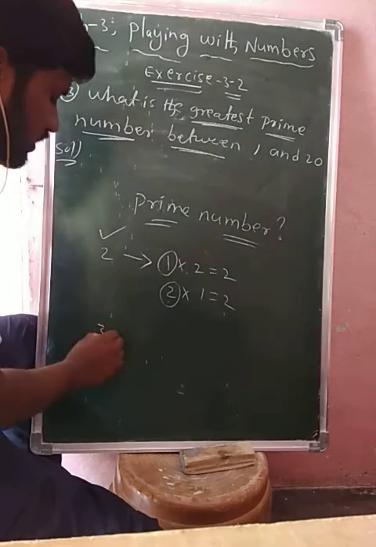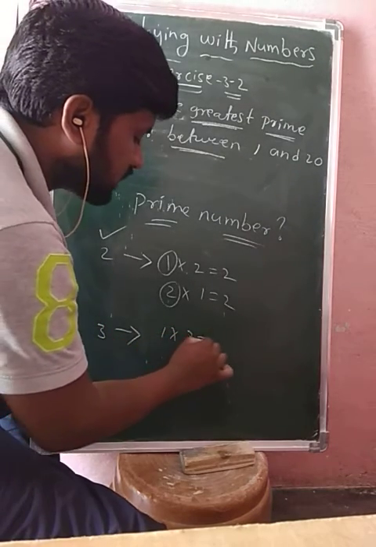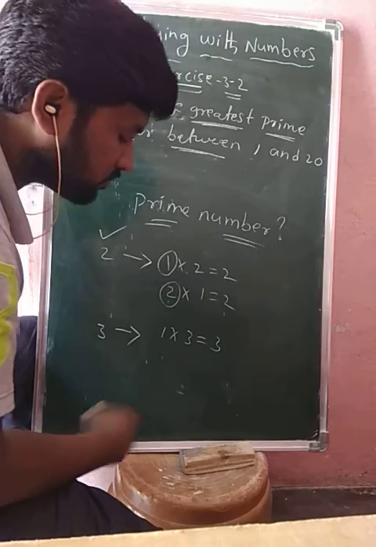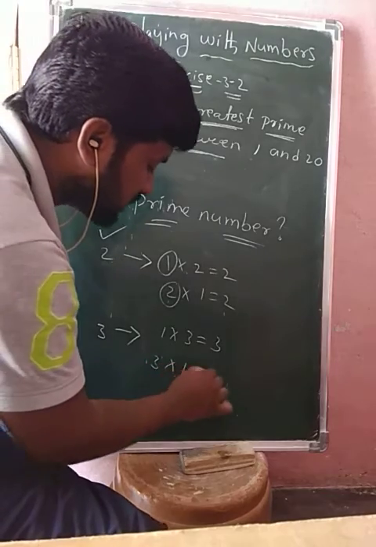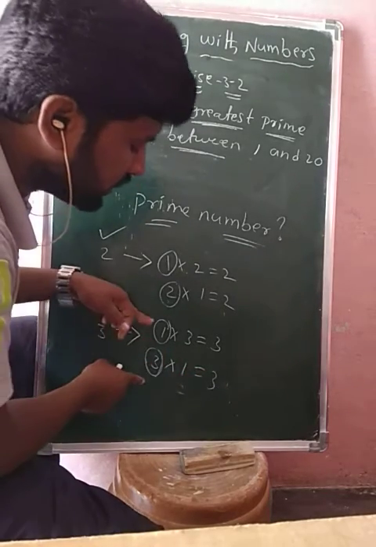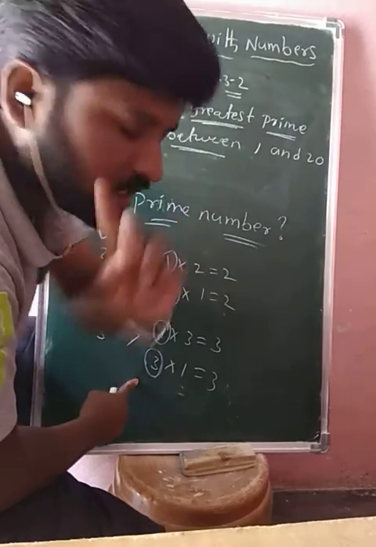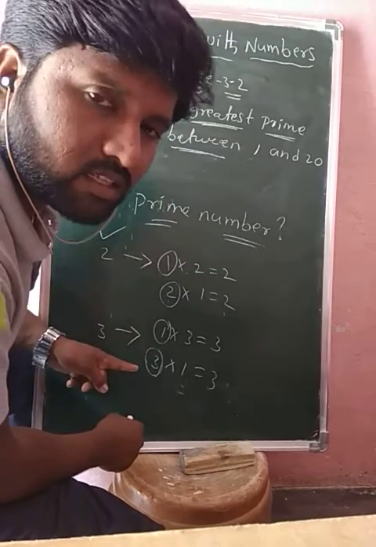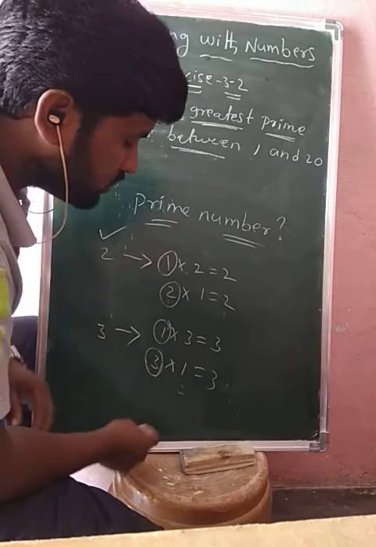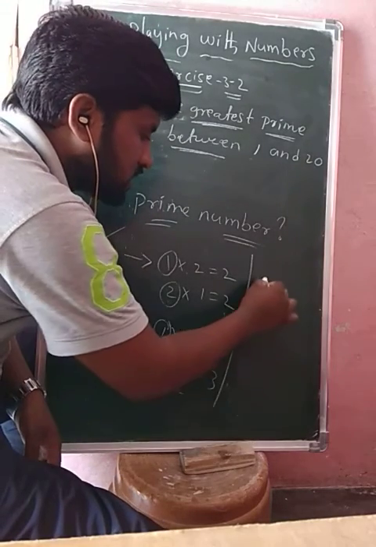Next, the factors of 3. 1 3s are 3, and itself. 3 1s are 3. 1 and the number itself. How many factors here? The number 3 has only 2 factors: 1 and the number itself. So that's why this is also a prime number. Now go for the next number.